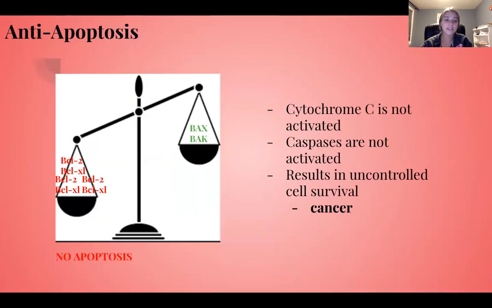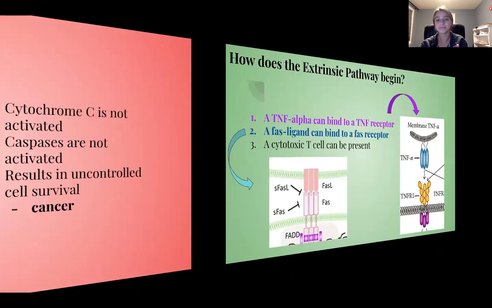On the direct opposite, we have a scale where the inhibitors are majority, and so it's leaning toward the left. It's leaning toward no apoptosis. In this case, there aren't enough activators that your body will say, okay, it's time for apoptosis. And because there aren't that many activators, cytochrome C has no way of becoming activated. This is a chain reaction. Caspases won't be activated, and as we know, no caspases, no cell death. This will result in uncontrolled cell survival, and so cancer.